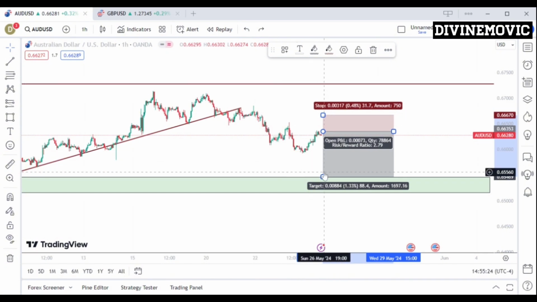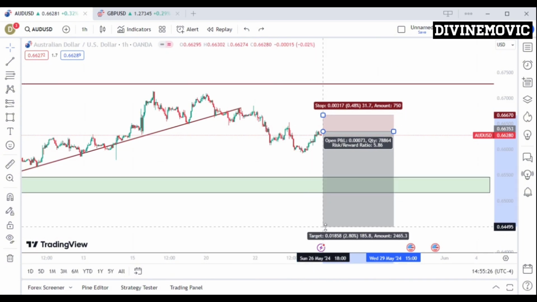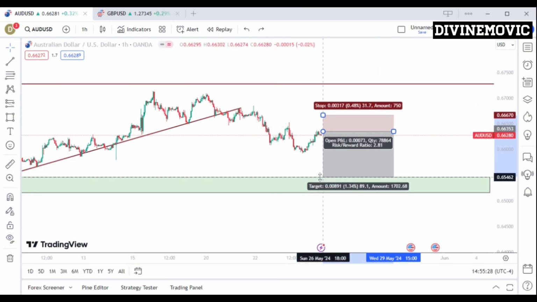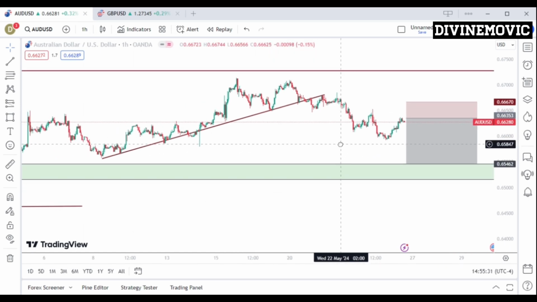Whatever price does at this point, we can determine if price is likely going to go down even more or respect this demand zone. But looking closely here, I actually see that price is likely going to respect this demand zone. Why? Because there's liquidity for price to grab. There's liquidity here. But we don't know what the market is going to do. The market is going to do its own thing.